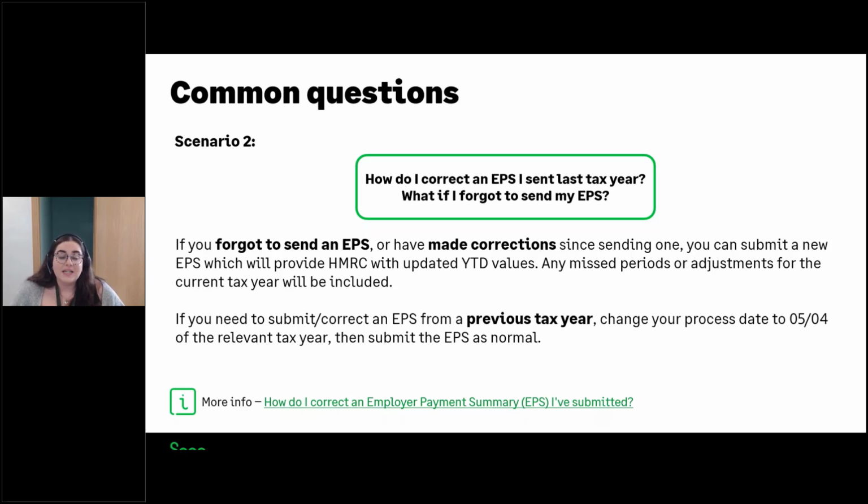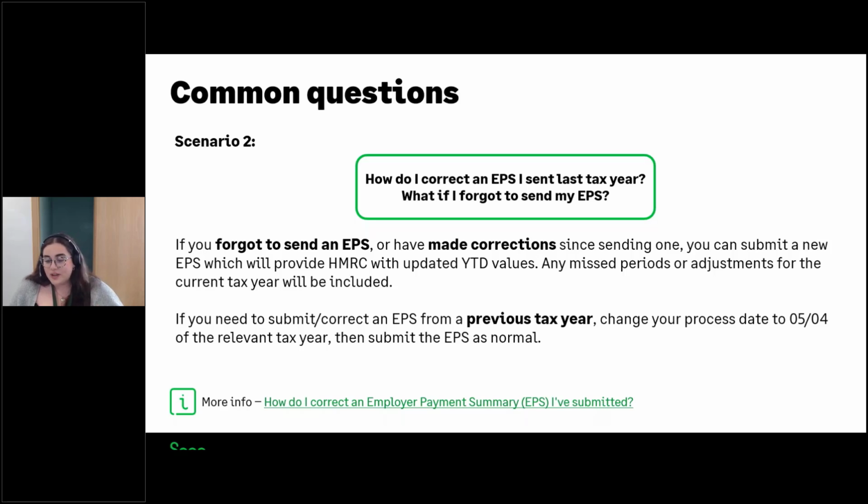You can send an EPS for a previous tax year, and it's very simple to do so. All you need to do is change your process date to the 5th of April of the relevant tax year, and then just submit the EPS as you would normally, from your e-submissions to tasks. I have linked more information on corrections to EPSs as well, and what to do if you've forgotten, at the bottom of this slide. There are loads of really great articles on the EPS on the Help Centre.